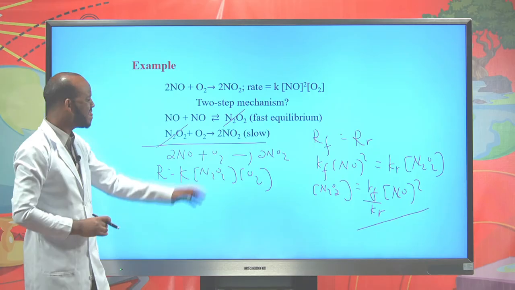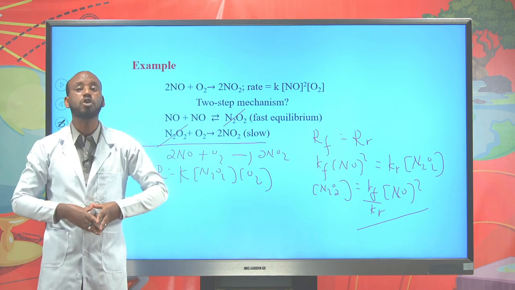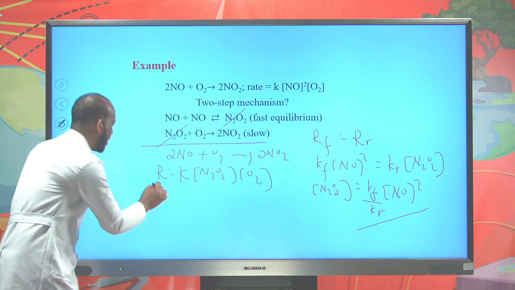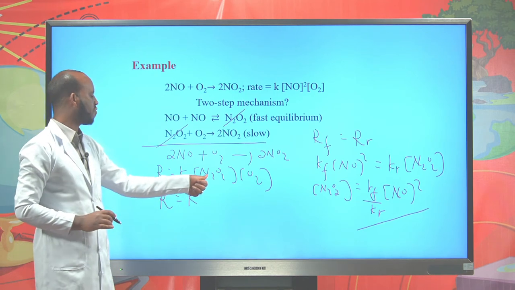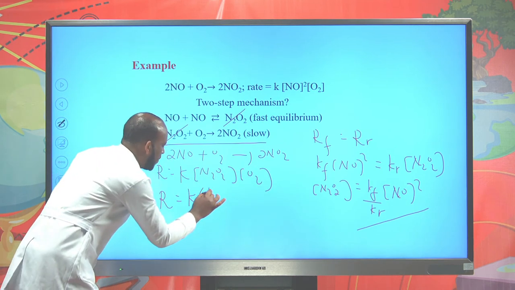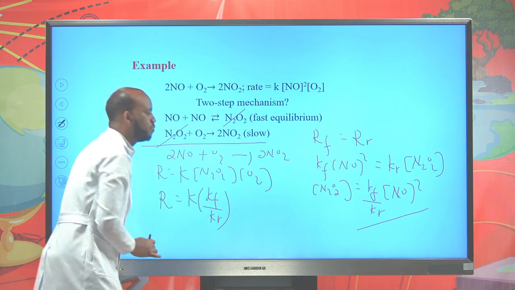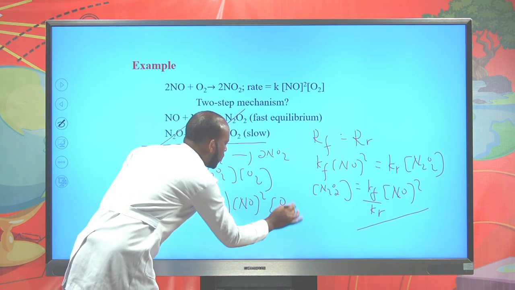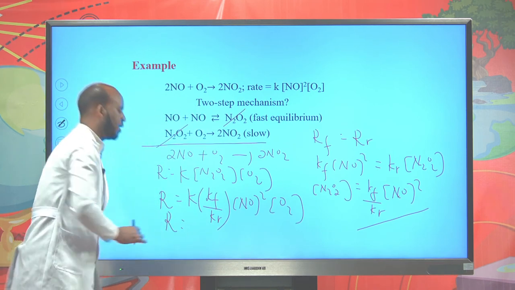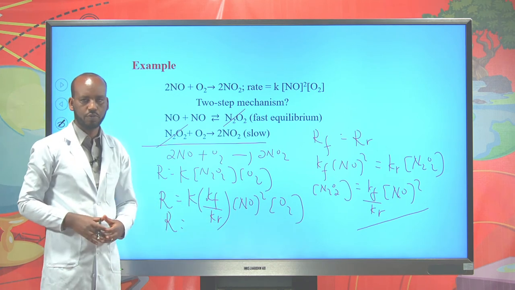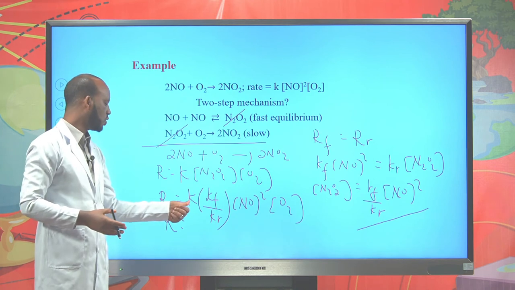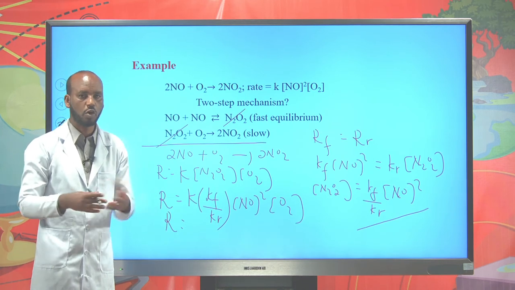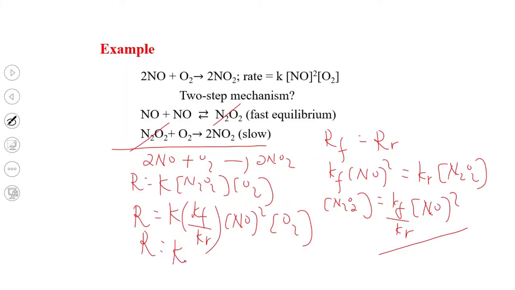As we said, intermediates do not appear in the rate law expression. We have to eliminate it. Now, rate equals k times the concentration of N2O2, which is k forward divided by k reverse times the concentration of NO to the power 2, times the concentration of O2. K is a constant, k forward divided by k reverse is again a constant, and a constant times a constant gives the overall constant, the reaction constant. Rate equals k overall times the concentration of NO to the power 2 times the concentration of O2. Now this is the rate law for this reaction.